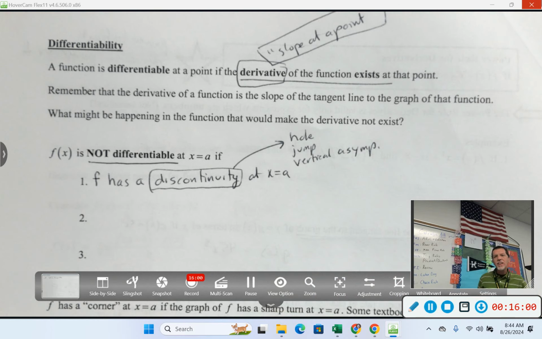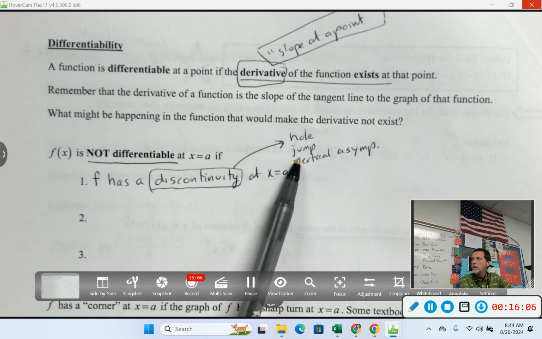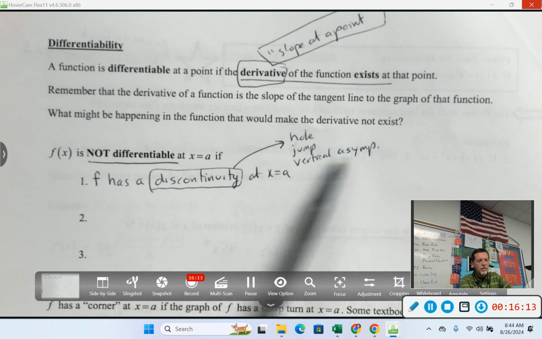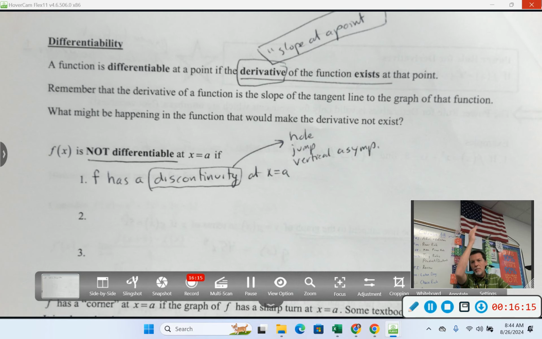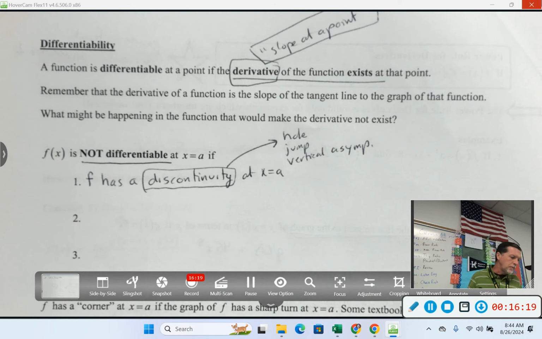So if any of those things happen, you can't have a slope at a point if there's not a point there. That was the hole. You can't have a slope at a point if there's a jump. And you can't have a slope at a point, well, vertical asymptote would mean there's nothing at that point anyway. So if one of those things happen, you definitely can't have a slope. Now the other two examples of not differentiable are a little bit trickier.